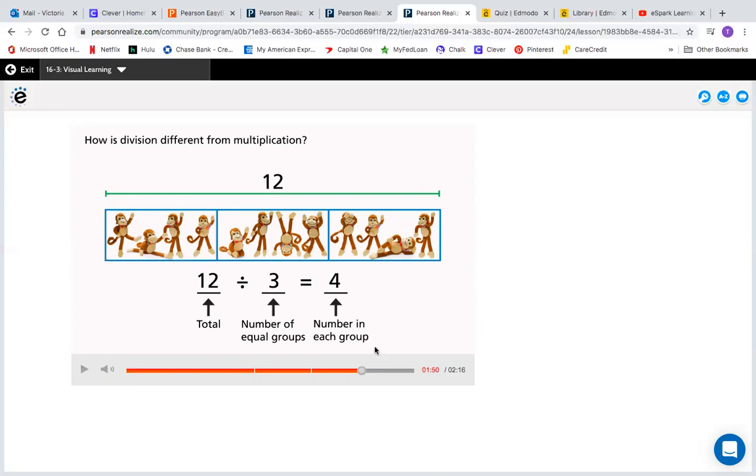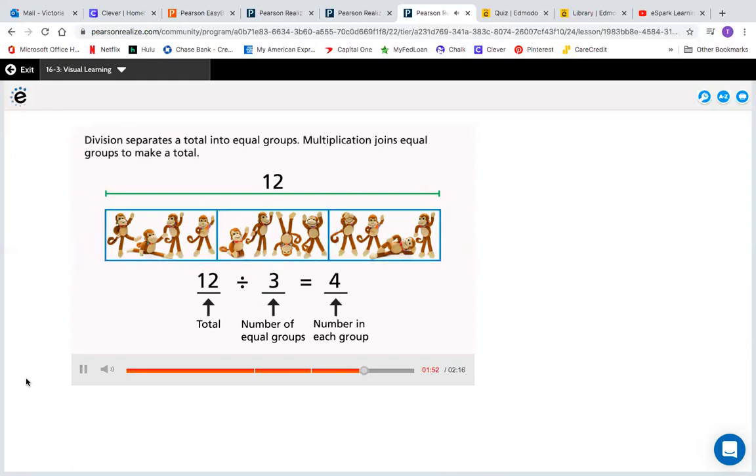So it says, how is division different from multiplication? Well, normally, when I am dividing, I'm trying to find how many each group got, right? When I'm multiplying, I'm actually trying to find the total. When I have my groups and I combine my groups together, what is my total? Multiplication is to find my total whole number. Division is to find how much each group gets.